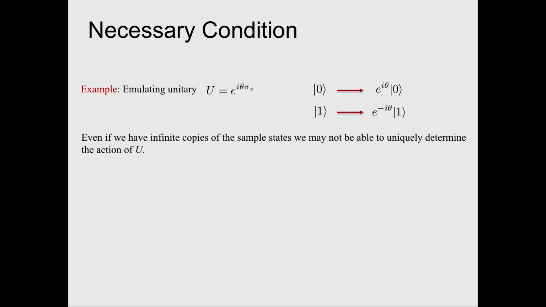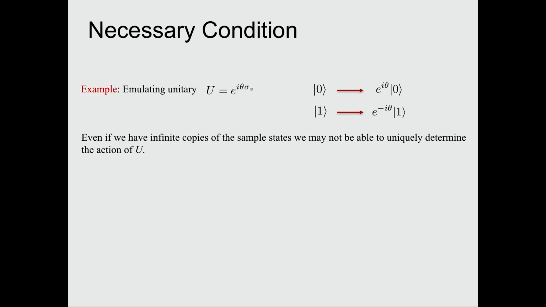Now, if in this case the sample input states were chosen to be states 0 and 1, then because both of these states are invariant under the rotation around Z, by looking at the output of the unitary, you can't obtain any information about this unknown angle theta. So in this case, emulation is impossible. It's impossible using tomography or any other possible algorithm. It's easy to understand what the issue is: because the states 0 and 1 are orthogonal, there are unitaries which leave both of them invariant.